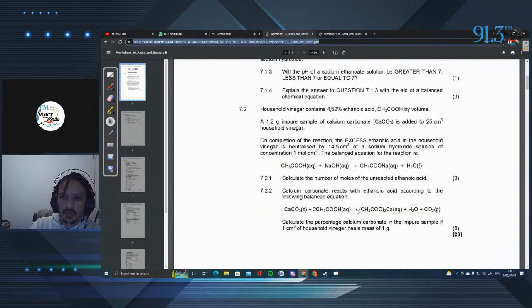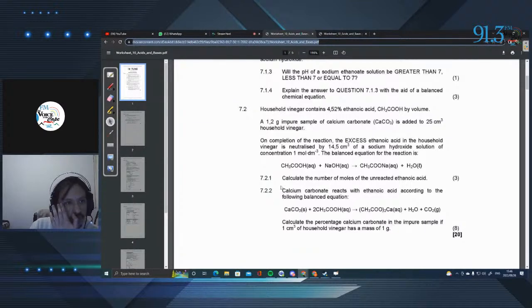Next part of the problem. 7.2.2. Calcium carbonate reacts with ethanoic acid according to the following balanced equation. And there we go. They give us the balanced equation, and we actually did the correct thing, right? And they say calculate the percentage of calcium carbonate in the impure sample if 1 centimeter cubed of household vinegar has a mass of 1 gram.